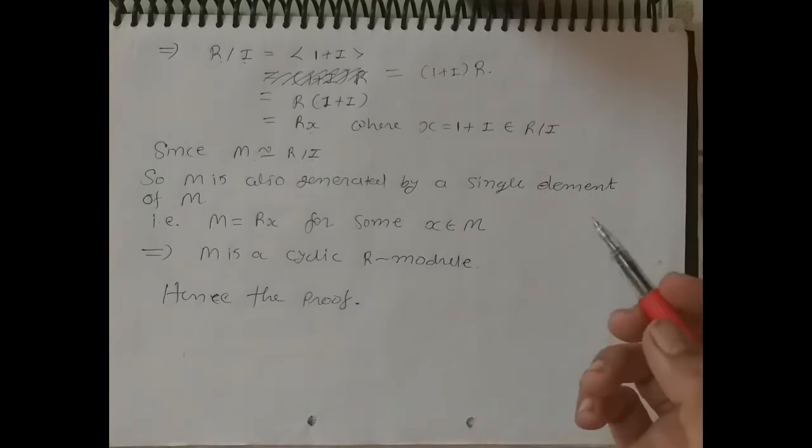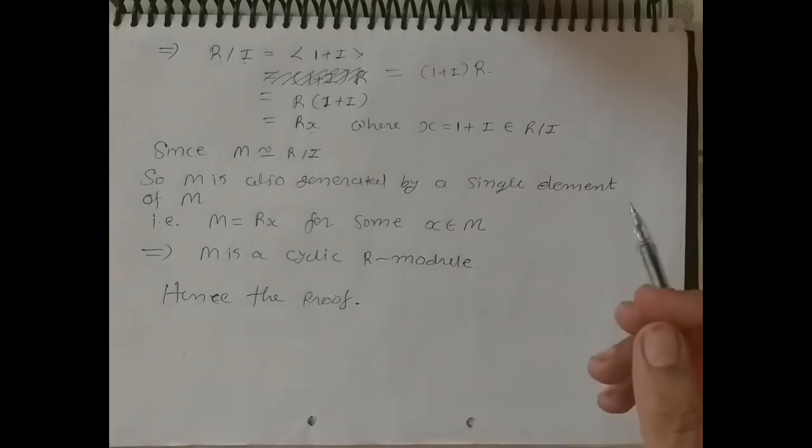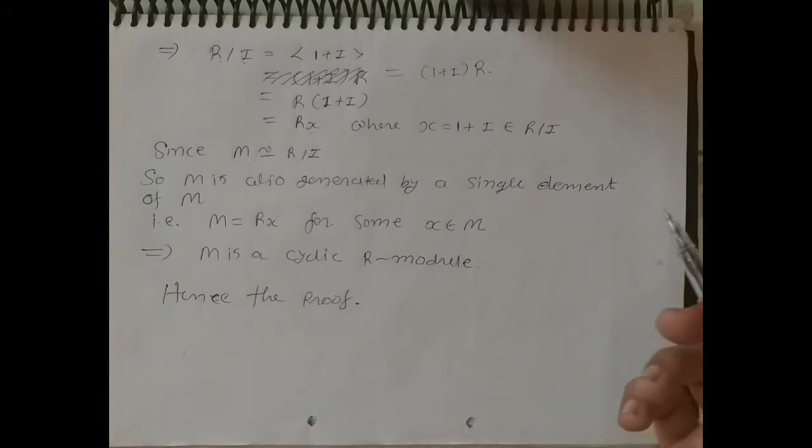M is cyclic if and only if M is isomorphic to R quotient I for some left ideal I of the ring R. This gives the proof of our theorem.